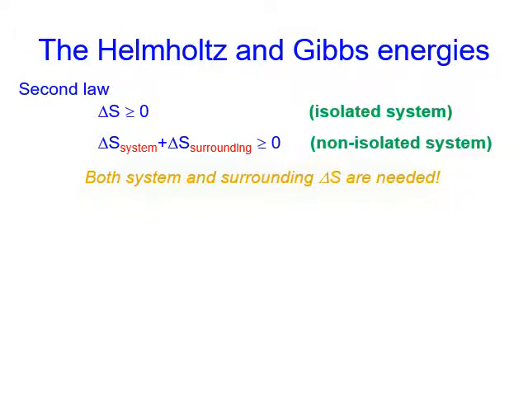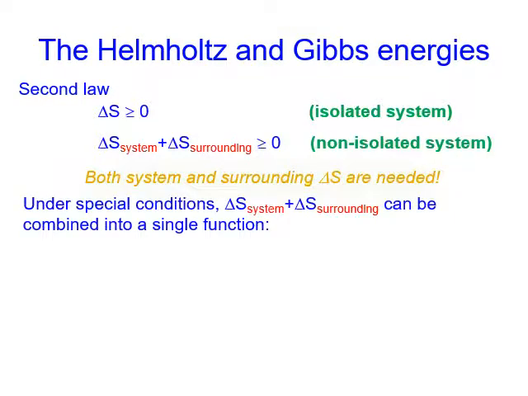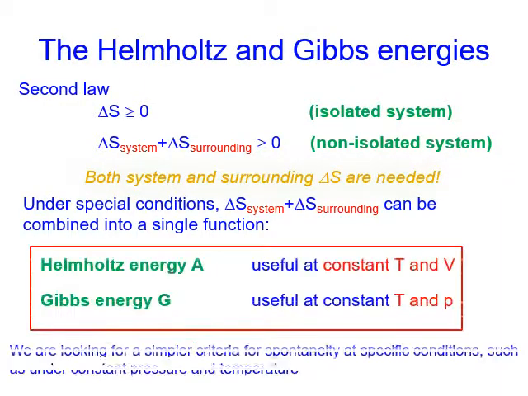It turns out that under special conditions, the system entropy and surrounding entropy change added together can be combined into a single function. That function under constant temperature, constant volume is called Helmholtz energy. Under constant temperature, constant pressure, it's called Gibbs energy. So in this section, we are going to introduce these two new state functions, Helmholtz energy and Gibbs energy.